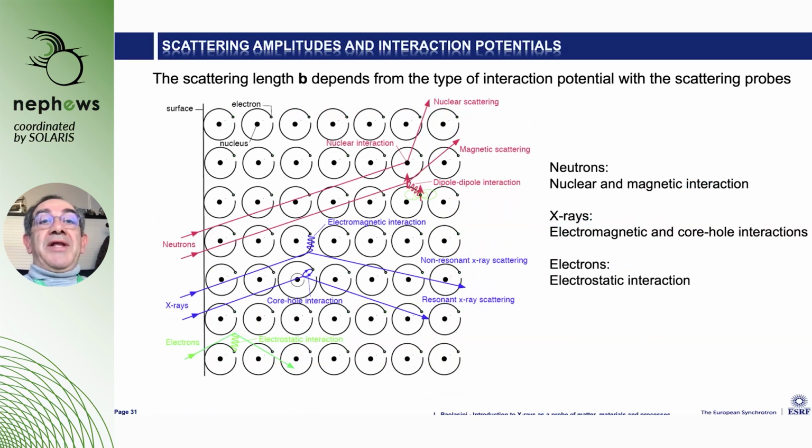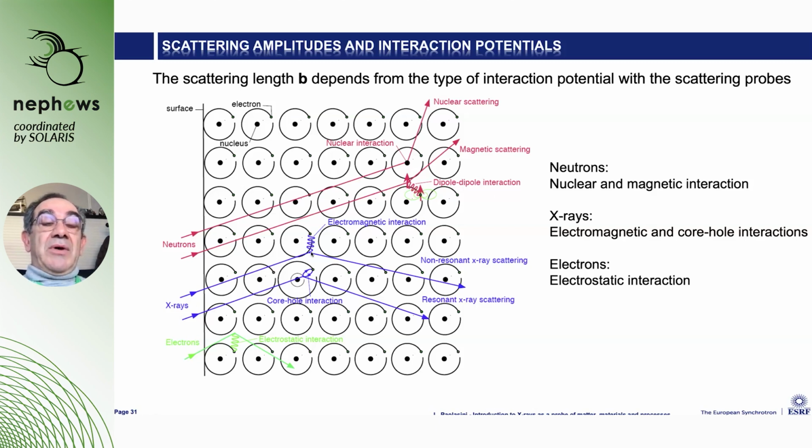B is called the scattering amplitude. It depends on which kind of interaction we are dealing with. For example, in the case of neutrons, which are neutral particles and so don't see any charge, they interact only by nuclear interaction with the nuclei, producing what we call nuclear scattering. Neutrons also possess a magnetic dipole moment and can interact with the electrons in magnetic atoms which lie in unfilled electronic shells, producing the magnetic scattering, what we call dipole-dipole magnetic interaction.